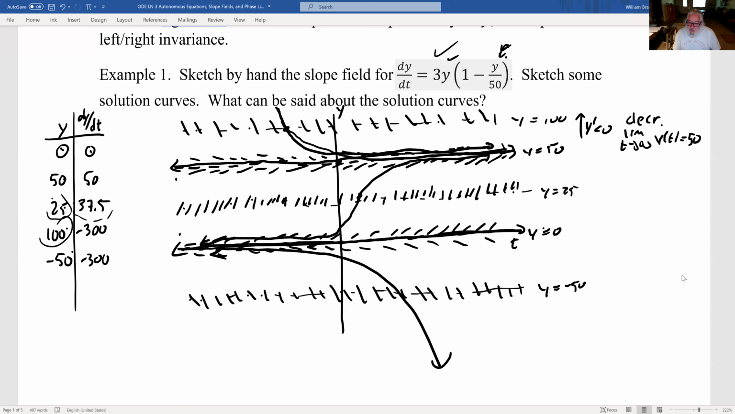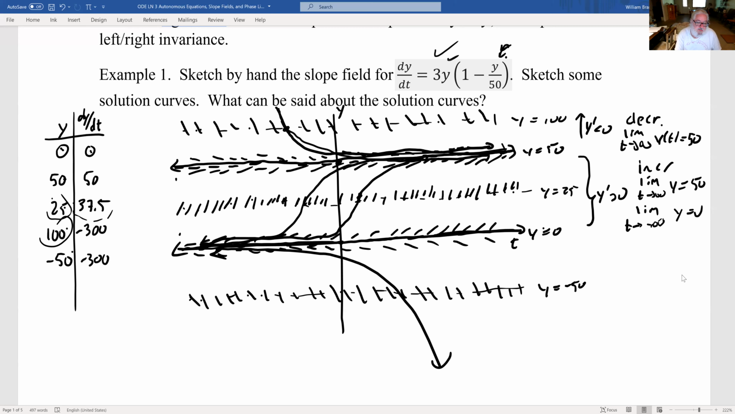In between here, y prime is greater than 0. So positive derivative means that you're increasing. And we actually have two limits now. Limit as t goes to infinity of y is 50. Limit as t goes to minus infinity of y is 0. Right? So if you pick any curve in here, in forward time, it ends up asymptotic to y equals 50, and in backwards time, it ends up asymptotic to 0.